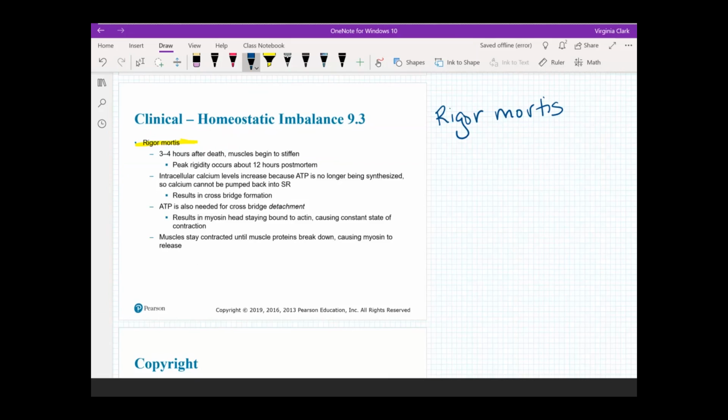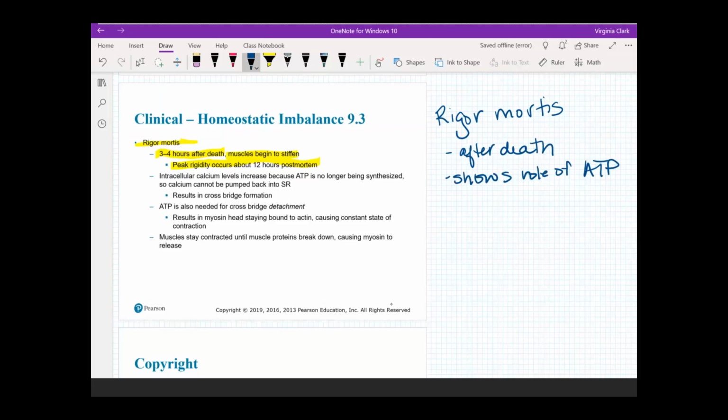So this is a concept. It's not a disorder. It's not a disease. It's more of a characteristic. So 3 to 4 hours after death, your muscles start to stiffen, and they will hit peak stiffening or peak rigidity about 12 hours postmortem, or after you've died. So what is happening with rigor mortis is, this is going to be after death. It doesn't cause death. It is a characteristic after death, but it shows the role of ATP.